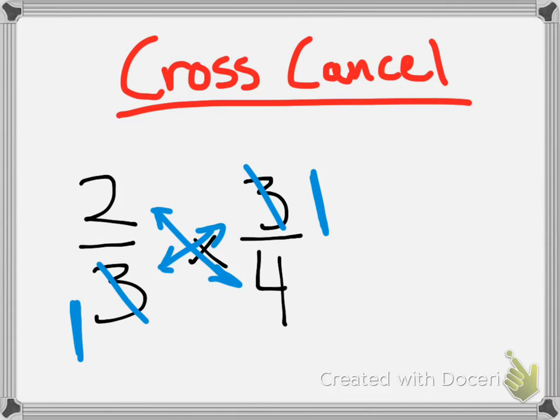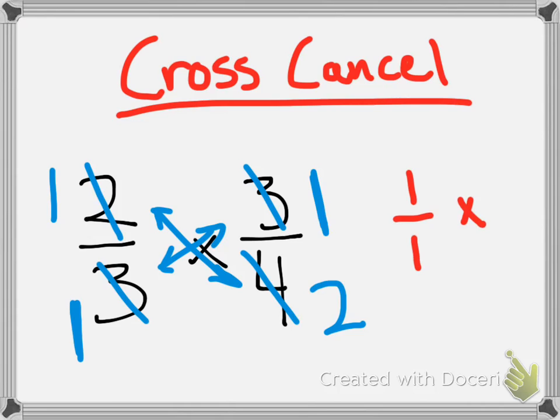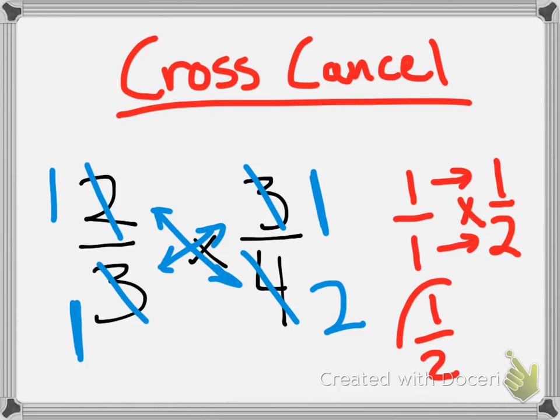Does any number go into 2 and 4 evenly? Yes. 2 goes into 2 one time, and 2 goes into 4 two times. So now we have, I'm going to rewrite this so it's prettier, 1 over 1 times 1 over 2. Much smaller numbers, easier to work with. Now we can multiply straight across. 1 times 1 is 1, 1 times 2 is 2, and there we are. We don't have to do any reducing at all. So I like to use cross-canceling because it's better with bigger numbers.